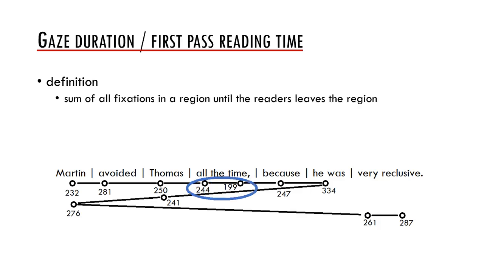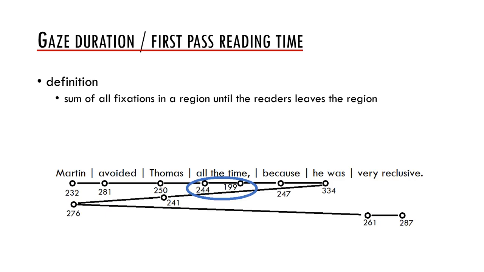Another measure is called gaze duration or first pass reading time. The first term is used more often in case we focus on words, the second in case we focus on longer regions. It is defined as a sum of all fixations in a region until the reader leaves the region either to the right or to the left. In the example below, first pass reading time of the region all the time would be 443 milliseconds, which is a sum of 244 and 199 milliseconds.